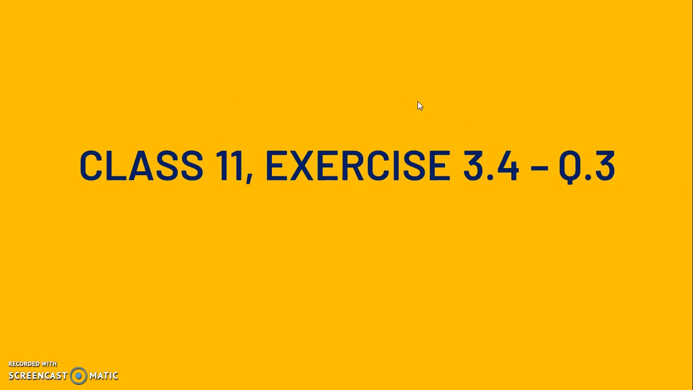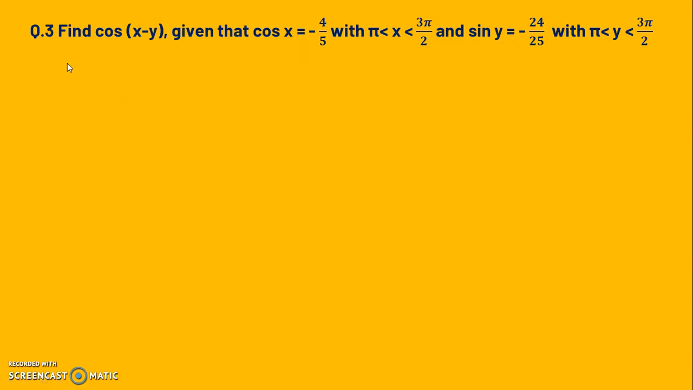Okay, so let's move on to question number 3. Find cos(x minus y) given that cos x is equal to minus 4 by 5 with pi less than x less than 3 pi by 2, that is x lies between pi and 3 pi by 2, and sin y is minus 24 by 25 with pi less than y less than 3 pi by 2, that is y lies between pi and 3 pi by 2.